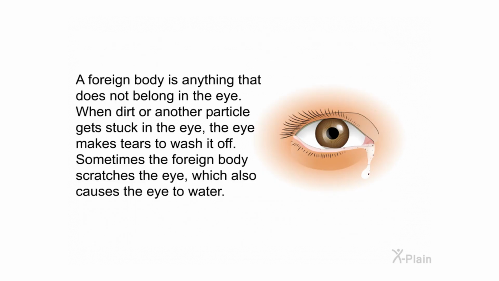A foreign body is anything that does not belong in the eye. When dirt or another particle gets stuck in the eye, it makes tears to wash it off. Sometimes the foreign body scratches the eye, which also causes the eye to water.